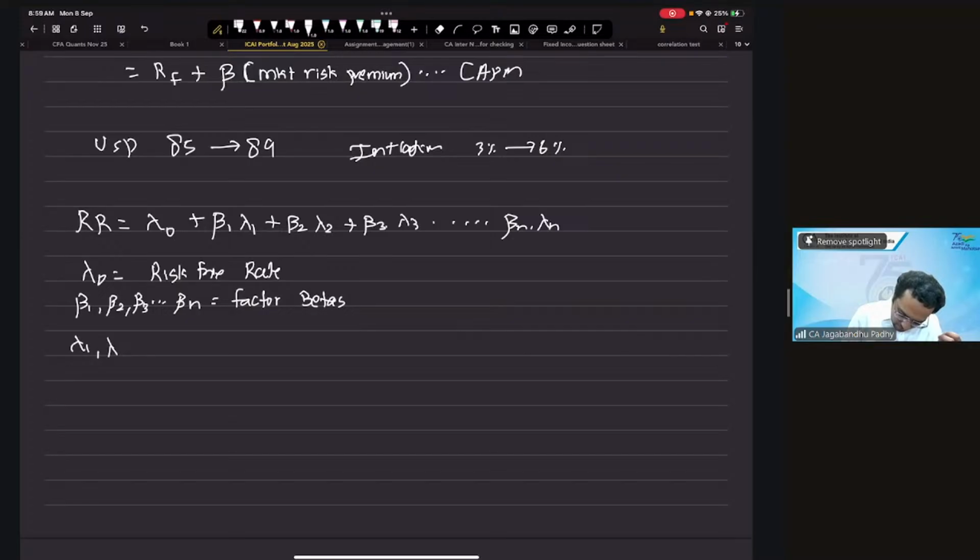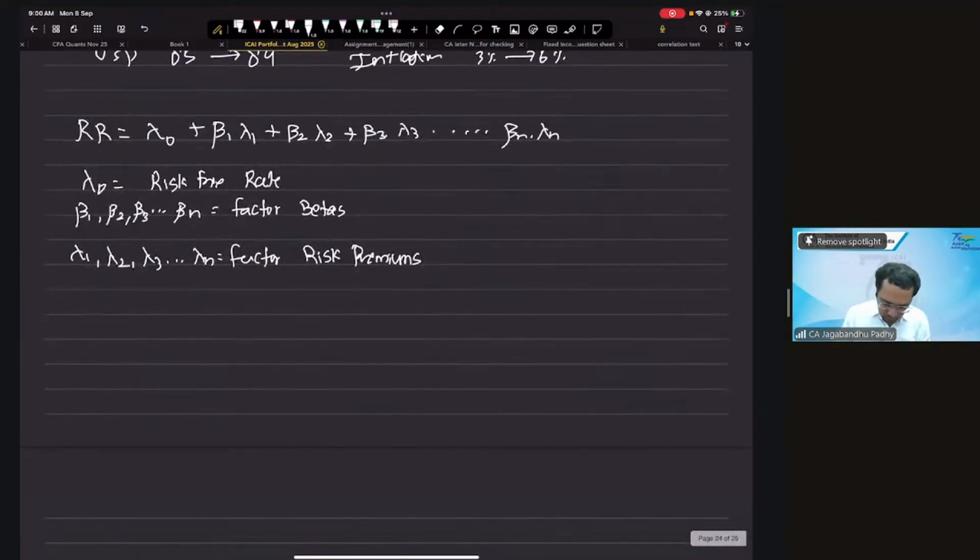And we have lambda 1, lambda 2, lambda 3 till lambda n. These are nothing but factor risk premiums. So beta 1, beta 2, beta 3 are the factor betas, whereas lambda 1, lambda 2, lambda 3 are the factor risk premiums. Every factor is going to have a different risk premium of its own, and that is what we are going to consider over here.